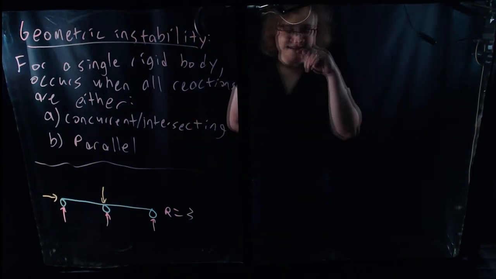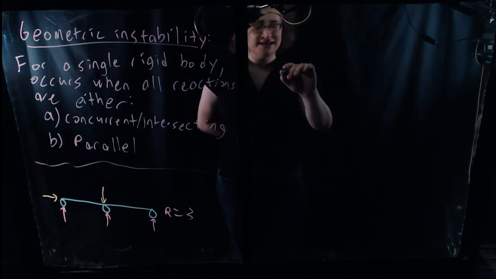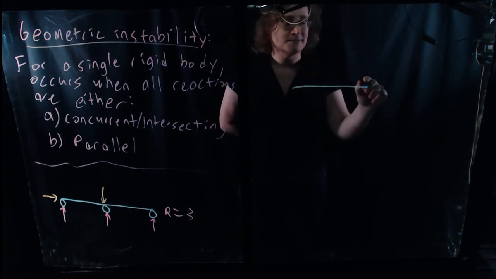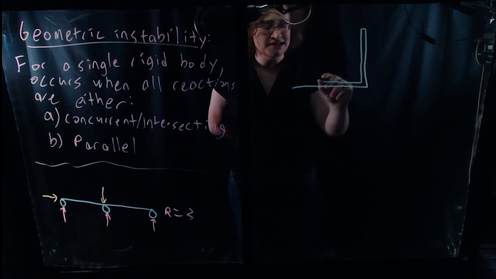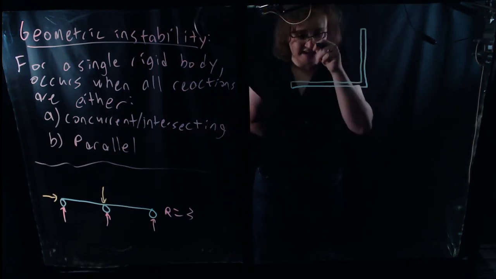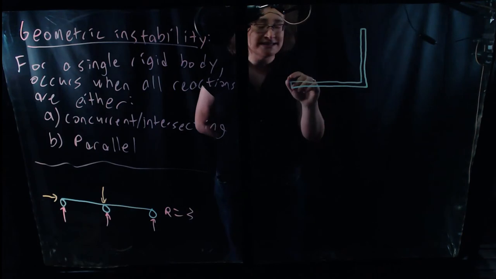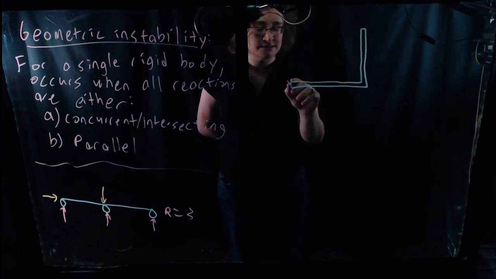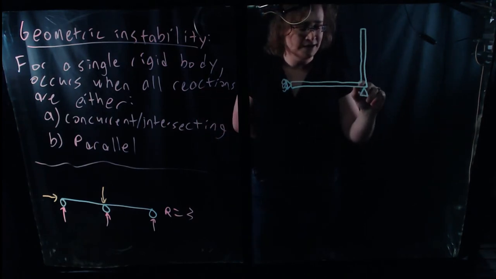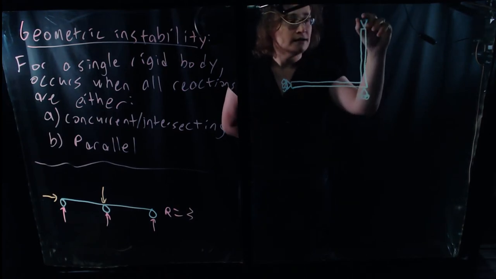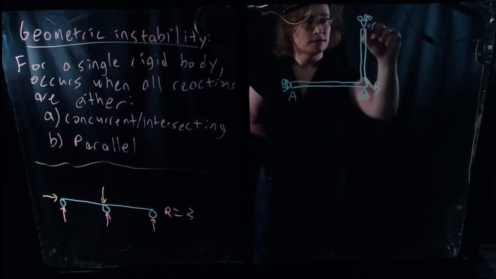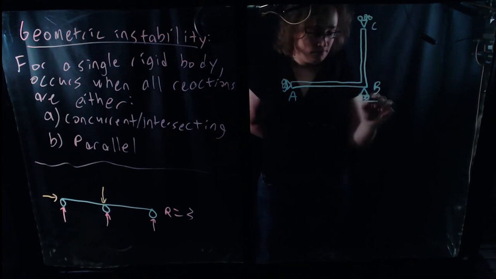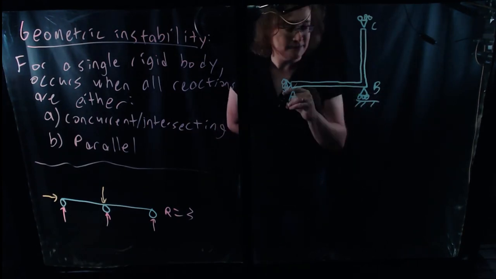So we want to have a system where, let's say you have something, and this would be an unusual frame, but we're still dealing with a single rigid body. This is one piece. It can't bend or flex about itself. But let's say we have something kind of unusual like this. Let's say I have a roller here. Then let's put a roller here. And then we'll put a roller here. Let's call these points A, B, and C. This frame is unstable.